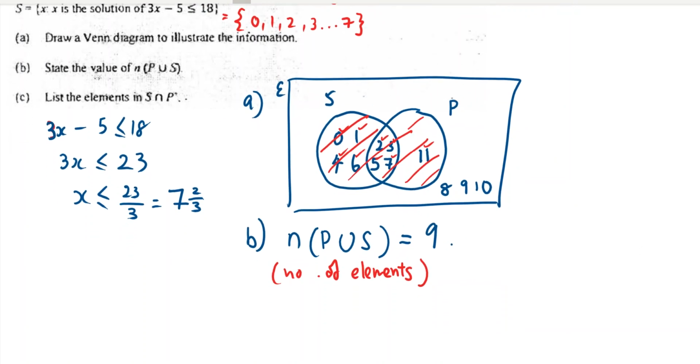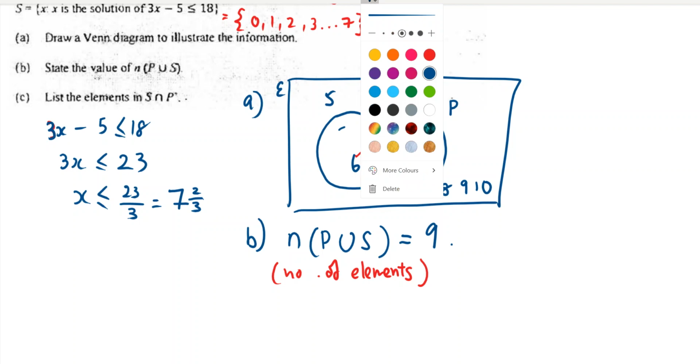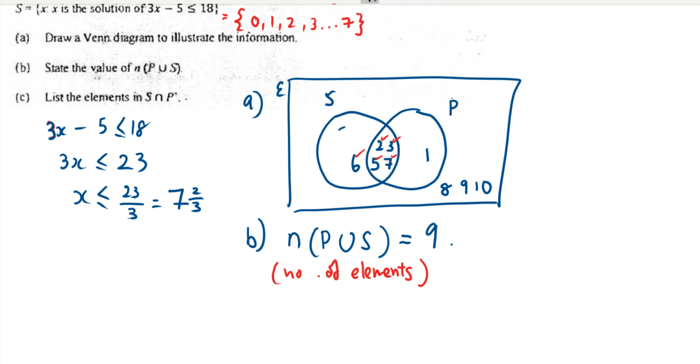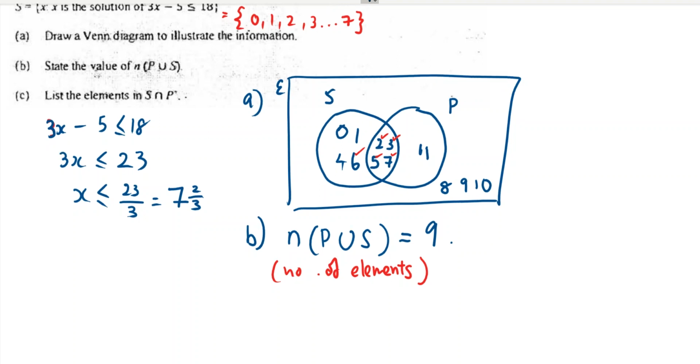Part B is the number of solutions. Let me see if I can clear this. Okay, 11 is here. Is it 0? Yep. 0, 1, 4, and 6. The next part is to list the elements of S intersect P prime.